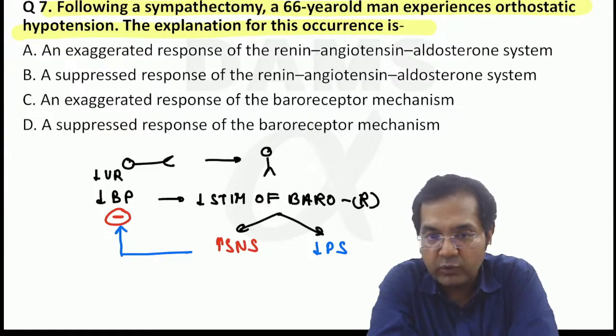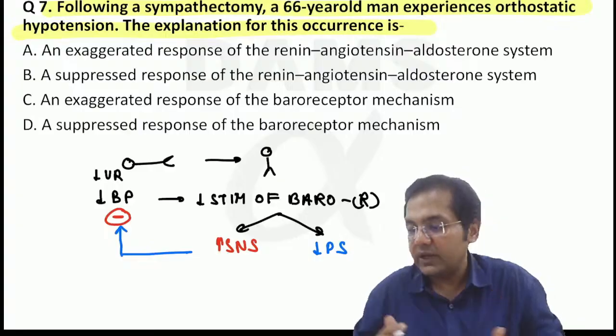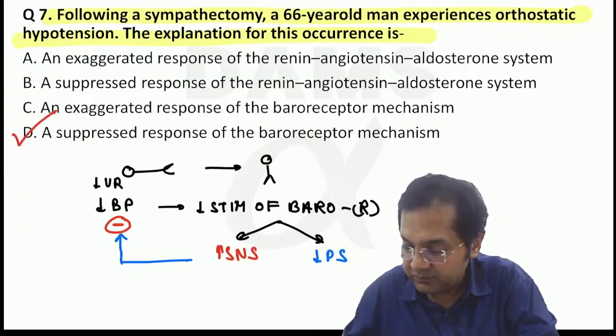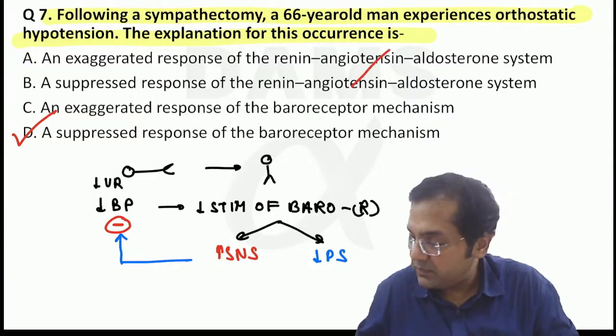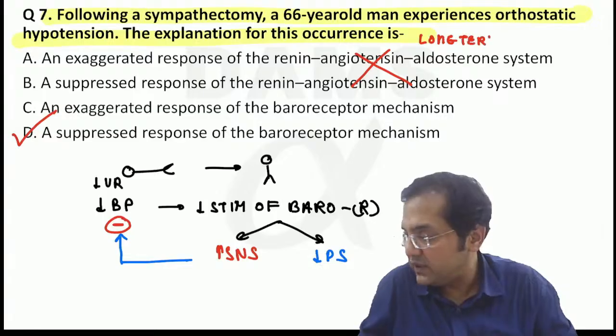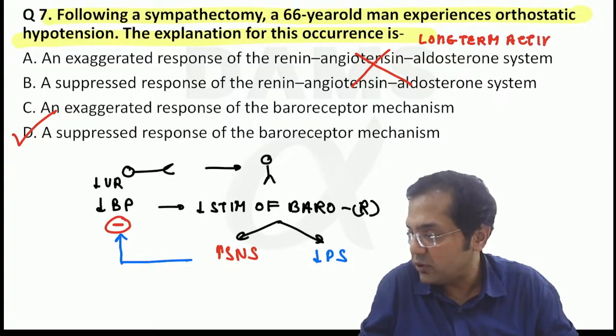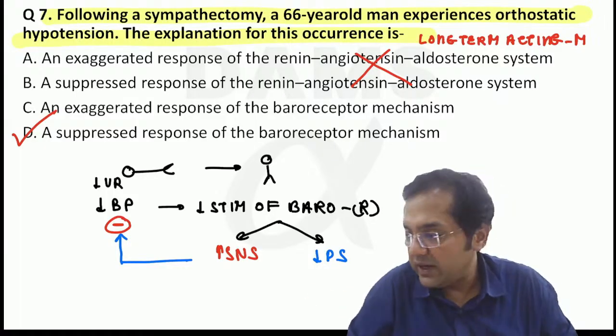So what is going to happen? Is the baroreceptor response exaggerated, or is it not able to act? It is not able to act. So this is a problem, there is now a suppressed response. Please remember, renin-angiotensin is a long-term acting mechanism. It will not be acting over here. This is a short-term response, right? I hope most of you got it correct.